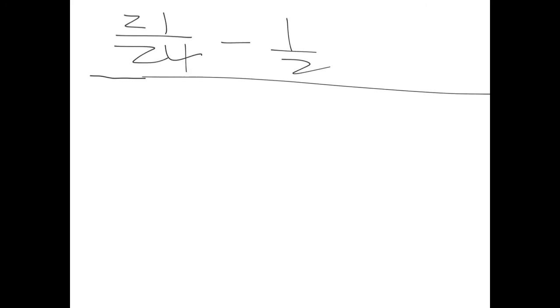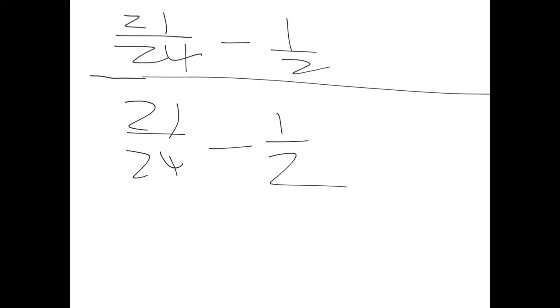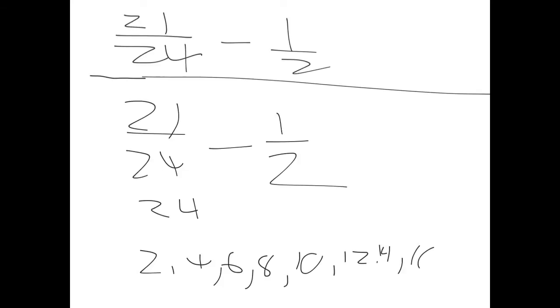3.5, how to subtract fractions. Okay, for this problem, 21 over 24 minus 1/2. First thing you have to do is find the least common multiple. So 24, and then 2. So 4, 6, 8, 10, 12, 14, 16, 18, 20, 22, 24. So 2 can go into 24 evenly.